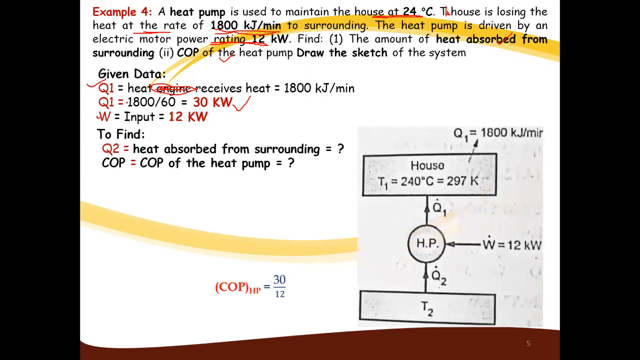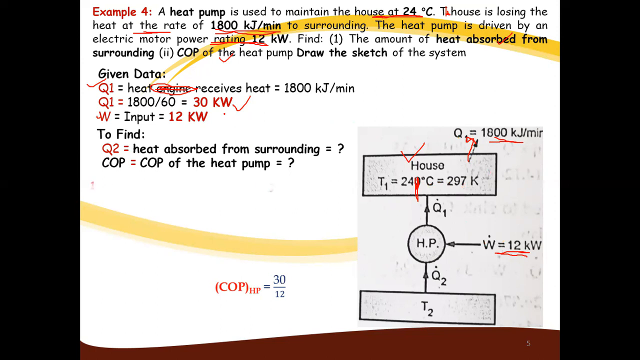So this is the diagram. There is a house, we have to maintain it at 24 degrees Celsius. It is not 240, it is 24. That is nothing but 297 Kelvin. Then there is work input, that is 12 kilowatt, and the heat gets lost at a rate of 1800 kilojoule per minute. That is nothing but 30 kilowatt.